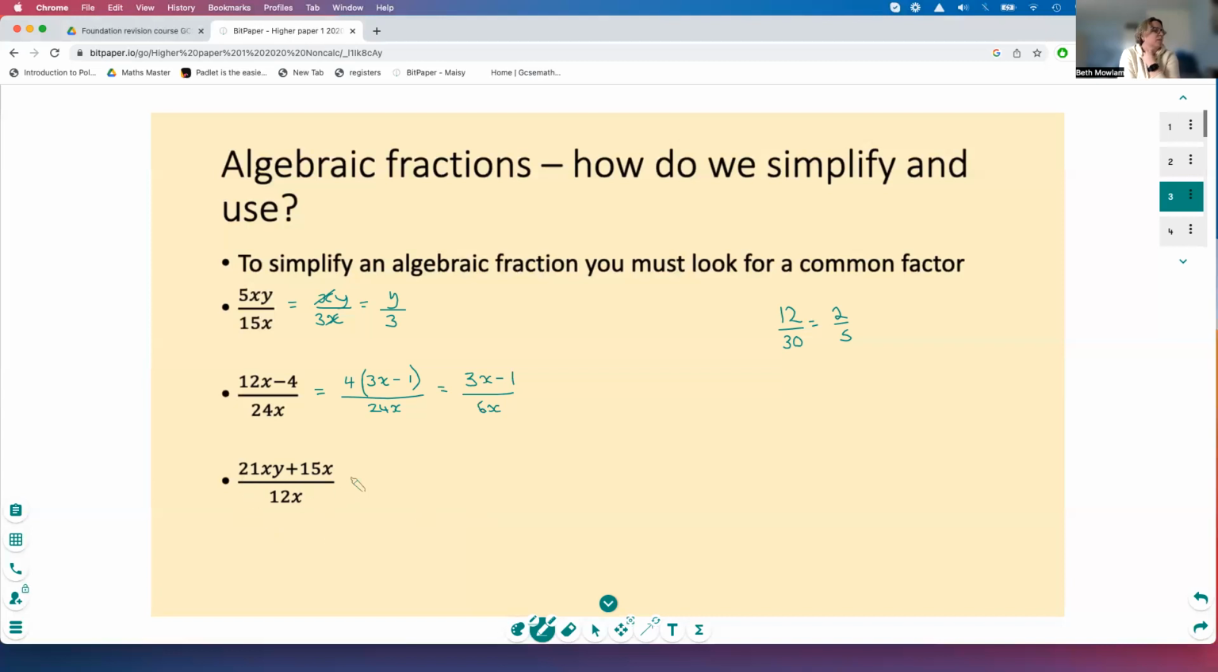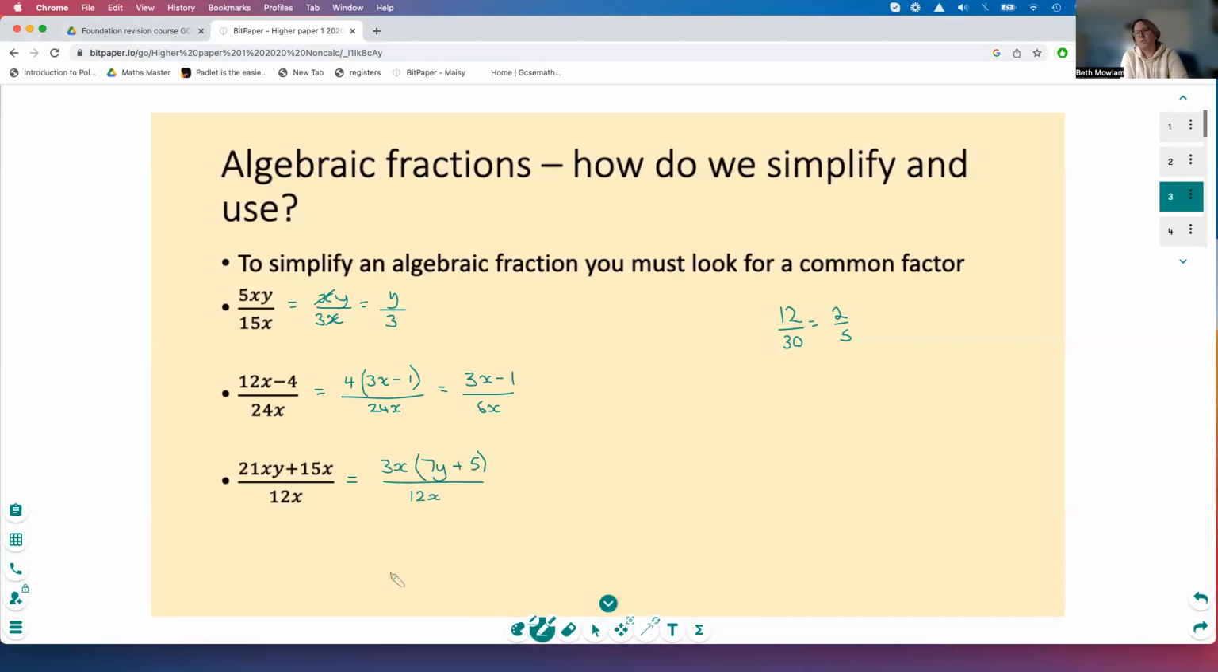Okay, for the next one, let's look at factorizing that top line again. Remember, when you're factorizing, you're bringing out the biggest factor you can. 3 goes into both 15 and 21, and there's also an x in both. So I get 3x bracket 7y plus 5. This will also be really good practice for your factorizing skills. If you know you're weak at factorising, I would suggest you do a little bit of factorising practice first.